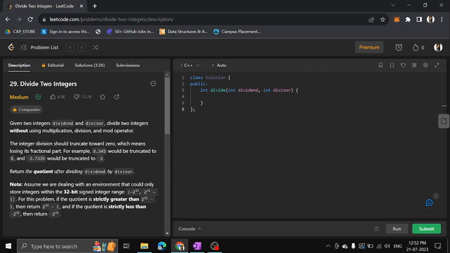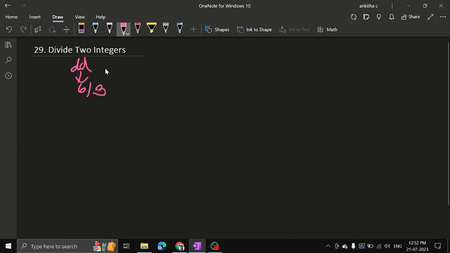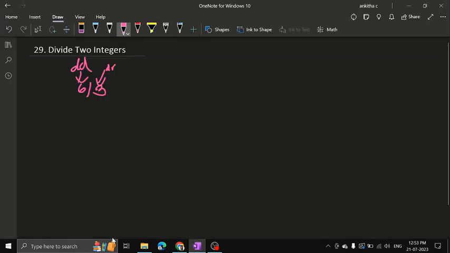So the given dividend and divisor. So we know if I am dividing, let's say 6 by 3, then 6 will be the dividend and 3 would be the divisor. So they gave two integers, dividend and divisor, and we have to divide those integers without using any multiplication, division, mod operator. So what do you mean by that?